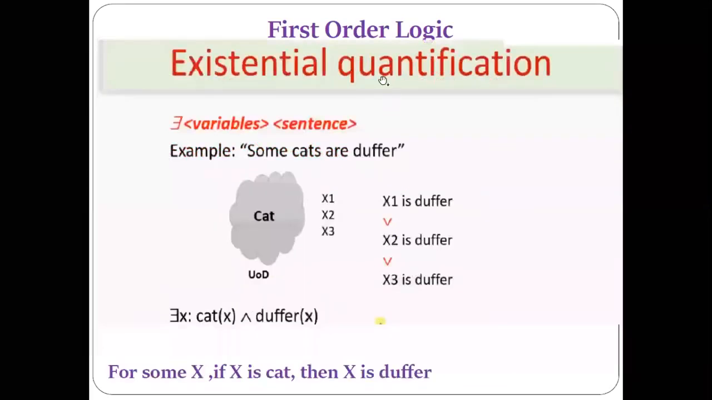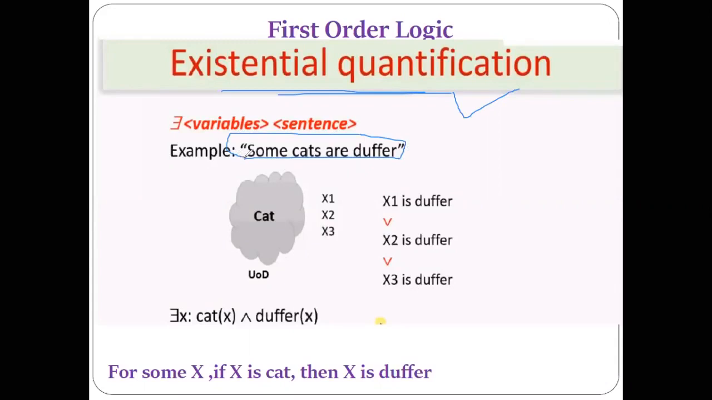Let's see another example also. Now let's see the things related with the existential quantifiers. Now the same example we write in another way here. Some cats are duffer. Now we don't know how many cats there are, so we'll assume that x1, x2, x3 are the some cats present. X1 is duffer, x2 is duffer, x3 is duffer. Understood. Now in case of the existential quantifier, which symbol do we utilize? This symbol. Okay. And which connective do we utilize? And.